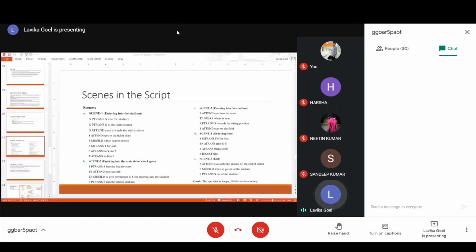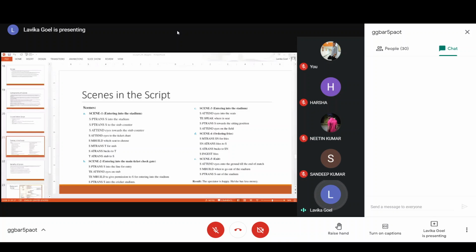Now he is looking towards the ticket chart. So that chart was actually the ticket chart. It was not the score chart. So basically S is now looking towards the ticket chart. This is what you normally do. You'll go to the stadium, you'll go to the ticket counter, then you will see over the ticket counter what are the prices and what seat you should choose, which seats are free. Those choices you make by looking at the ticket chart, right? So S ATTEND eyes towards the ticket chart, and that means he's looking at the ticket chart.